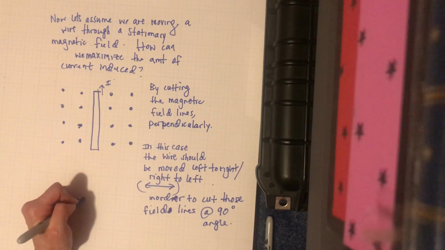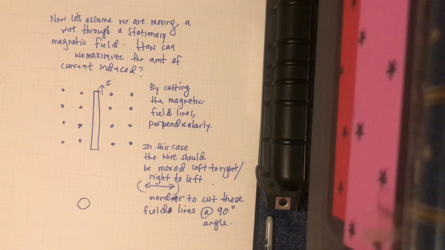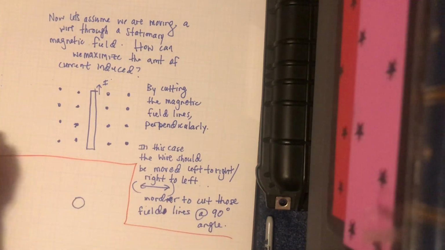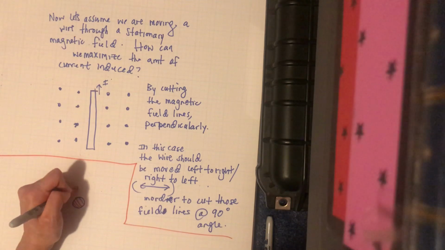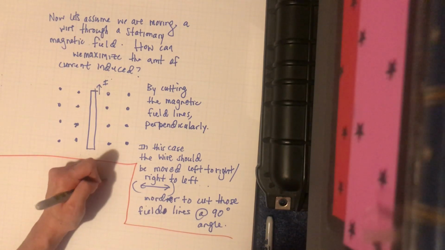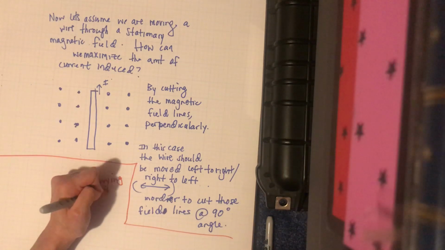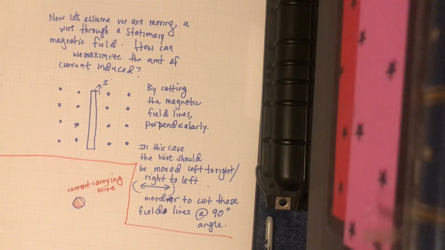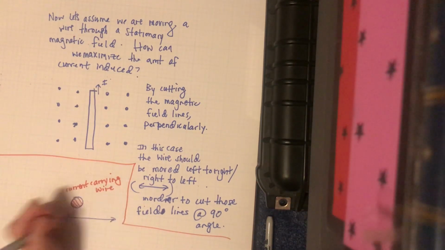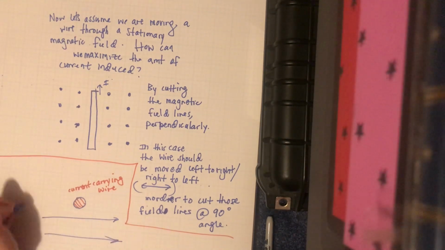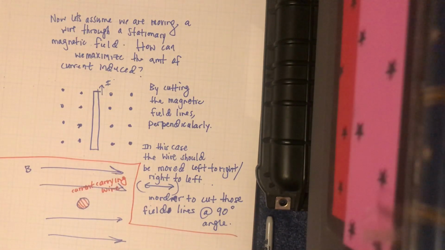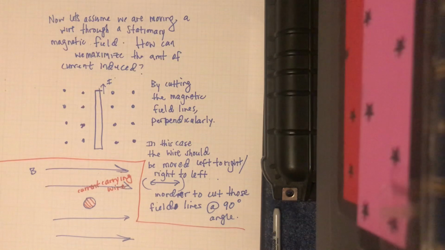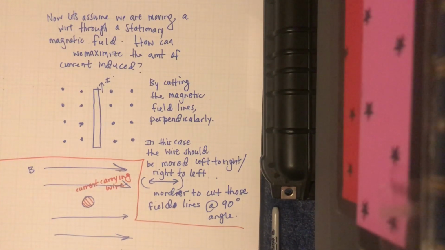Let's say here's my current carrying wire. So I just want to separate this so we don't mix it up. Okay, so here's my current carrying wire. So now my wire is sticking out of the page, if you can imagine that. And let's draw in some field lines. So let's go like this. Here's my magnetic field. Now my magnetic field is going side to side, right? Well, how am I going to maximize the amount of current through this current carrying wire?